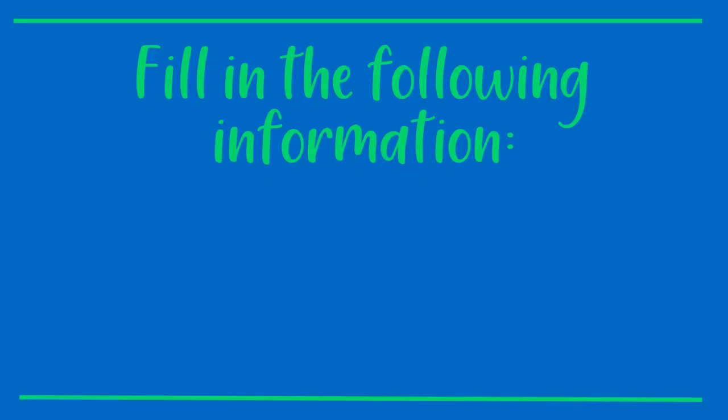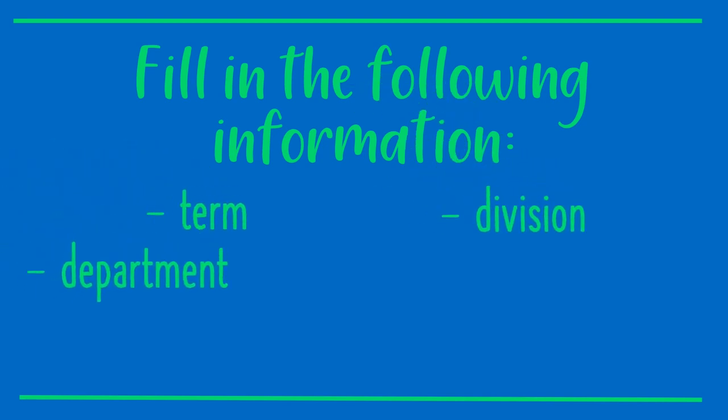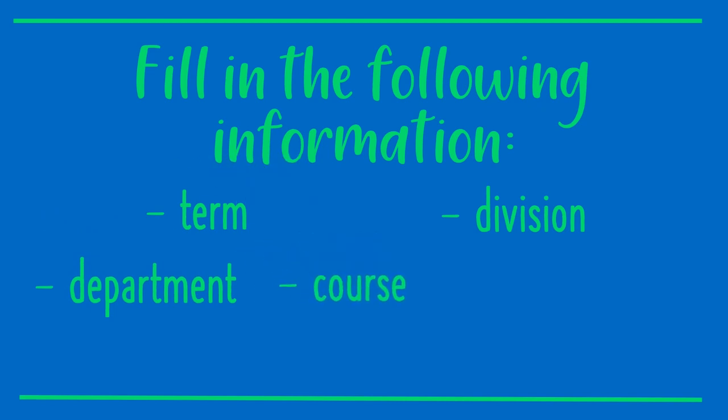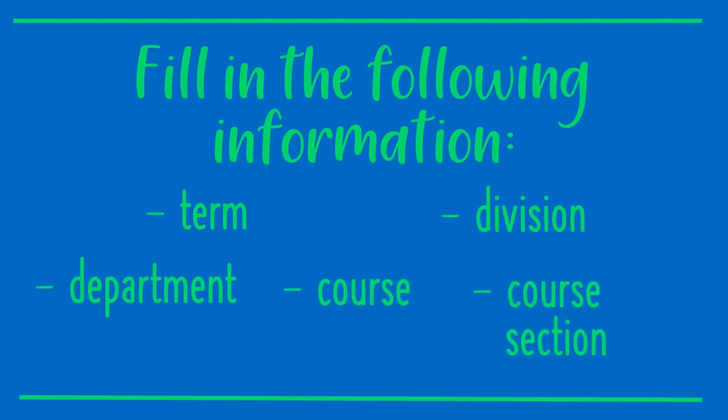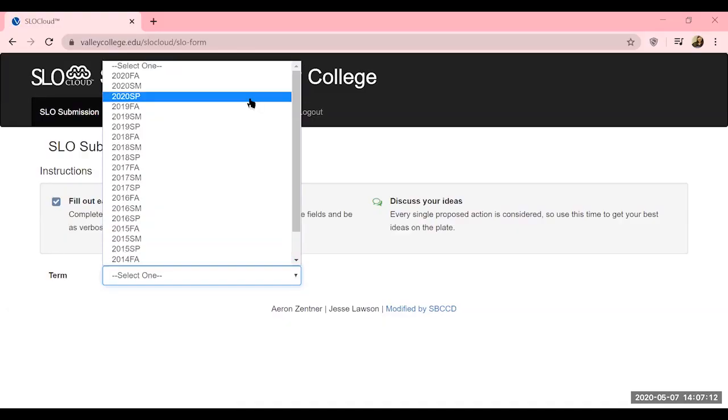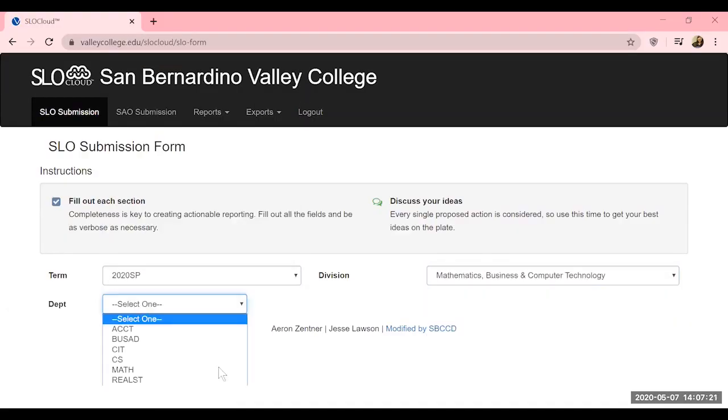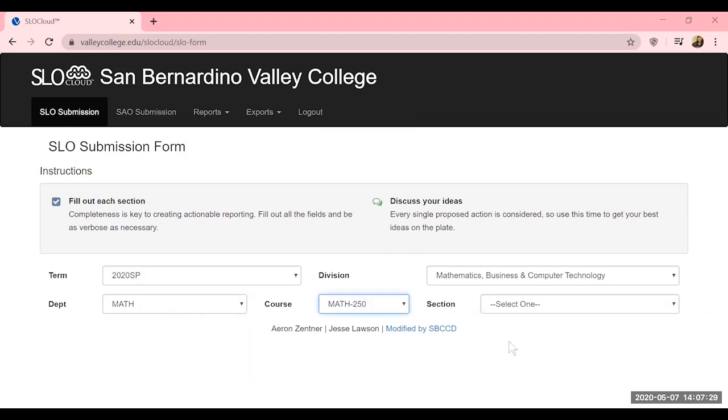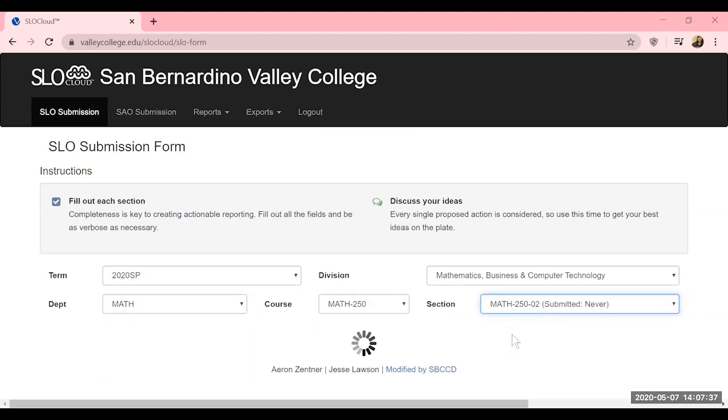You're going to need the following information: the term in which you taught, your division, your department, the course that you taught, as well as the section that you taught. If you're not sure which course section you have, you'll be able to look it up on WebAdvisor or on Canvas. I teach math, so I'm going to take a moment and fill this out as if I was entering my SLO data for Math 250 or Calculus 1.